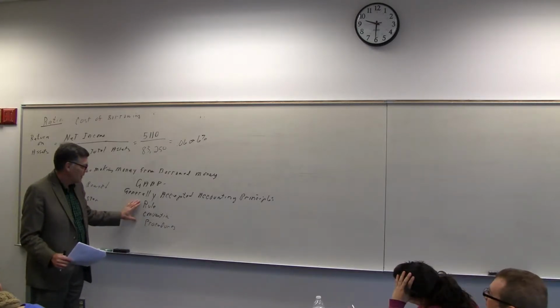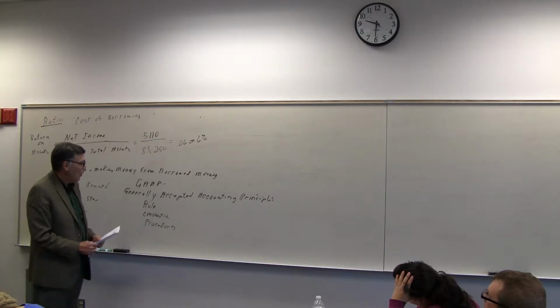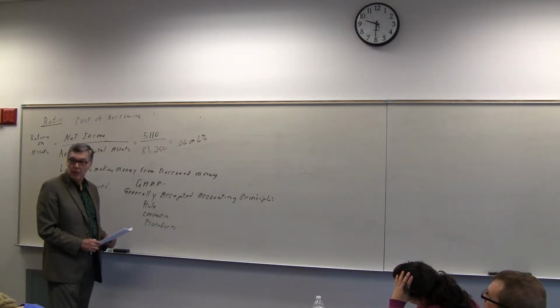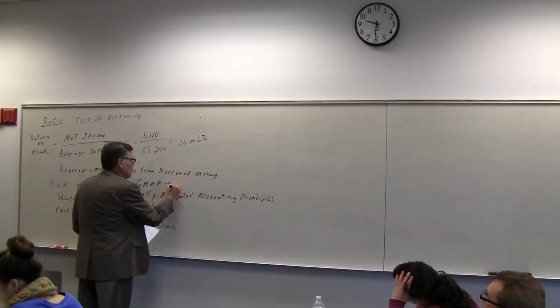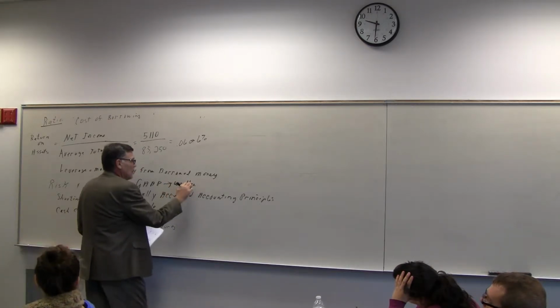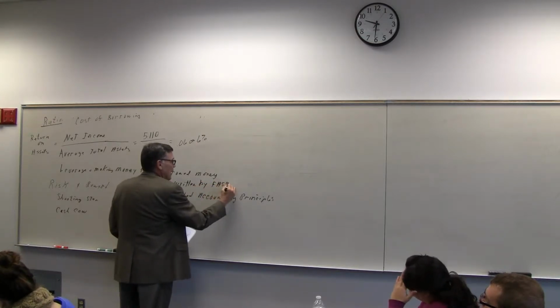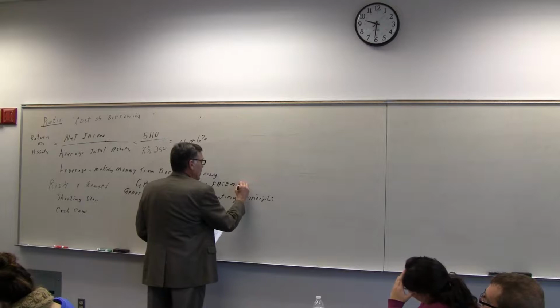All right. Anyway, this is where you find them. They're just stated, so it's kind of like a book. Now, where does GAAP come from? Well, it's written by FASB. And FASB stands for Financial Accounting Standards Board.